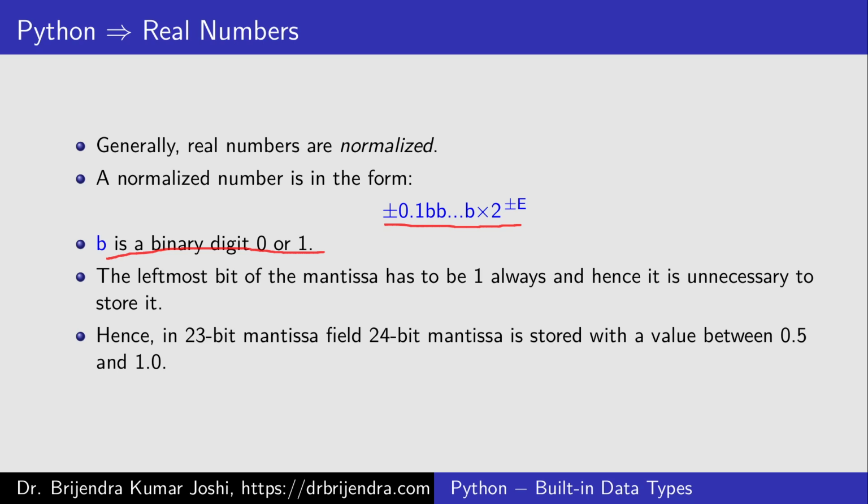Now in case of normalized representation, the leftmost bit of the mantissa has to be 1 always. So when we know that it has to be 1, it is unnecessary to store it separately. And hence, in this way, the 23-bit mantissa field has a 24-bit mantissa. So we store a 24-bit mantissa in the 23-bit mantissa field with a value between 0.5 and 1.0.